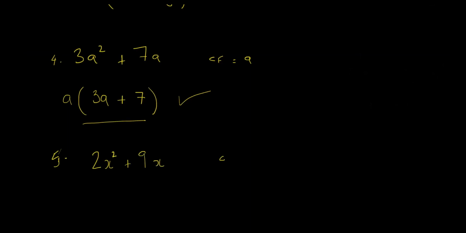What's the common factor? Both of them have x. Very good. Any other common factors? No. So we put an x outside the bracket. What times x gives me 2x squared? 2x. Fantastic. And what times x is 9? 9. Give me the answer. Done.